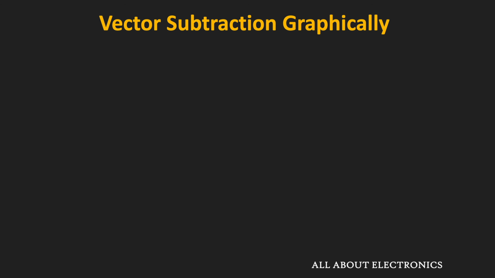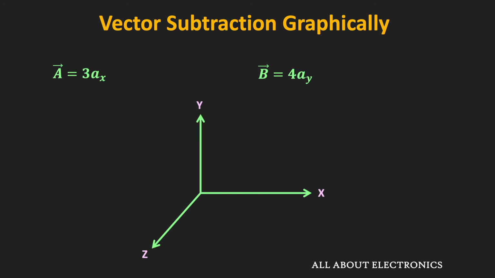So once again, to understand that, let us take the vectors a and b which have only one component. Let's say a is equal to 3ax while b is equal to 4ay. So first of all, let us represent these vectors graphically. Here this vector will be the vector a while this vector will be the vector b, because as you can see, the vector a has a component only in the x direction while the vector b has a component only in the y direction.